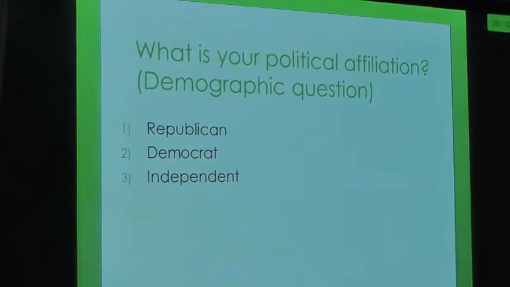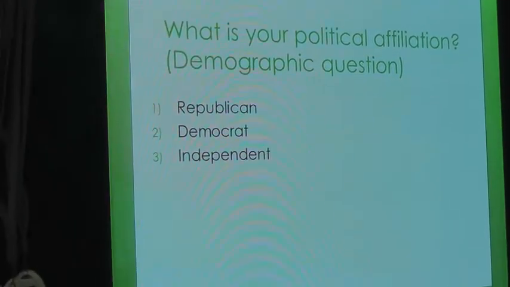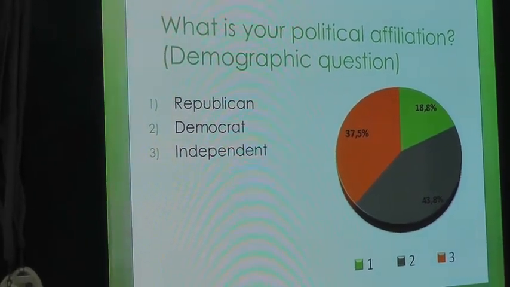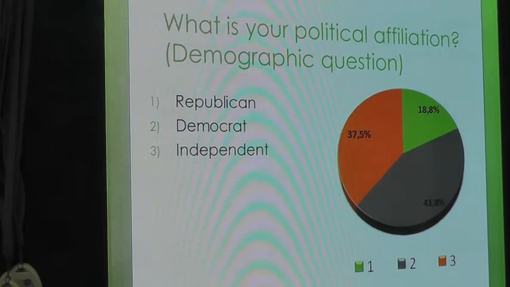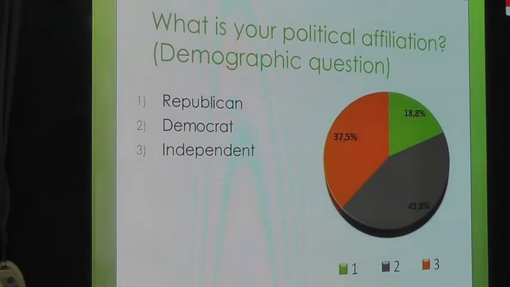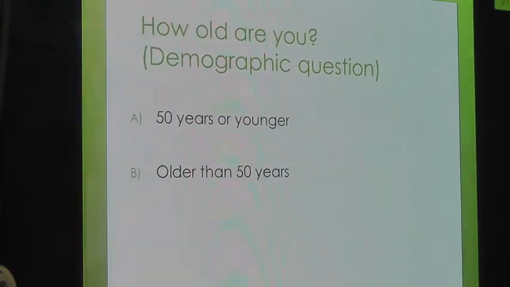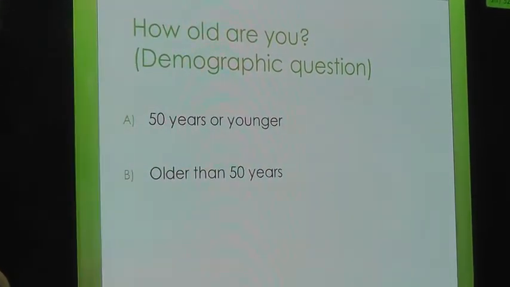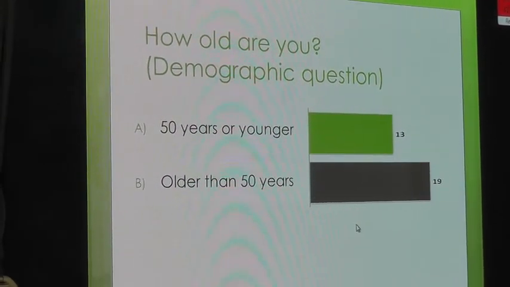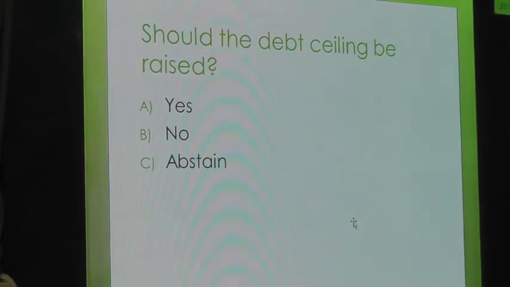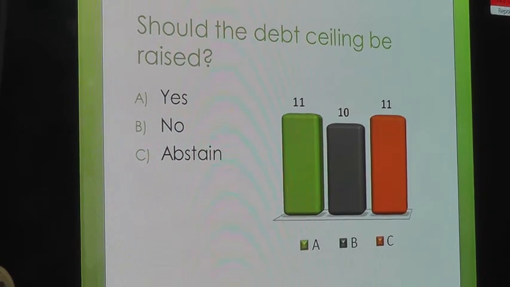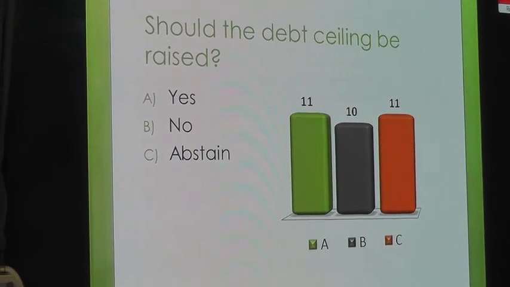Using demographics questions and grouping questions is a very strong tool. I will show you here that we have raised the question, what is your political affiliation? And my students have voted this many Republican, Democrat and Independent. And we go on with our next demographic question, asking for their age, and here we have the result. And here we have the question itself, should the debt ceiling be raised? Yes, no, or abstain, and this is how they voted.